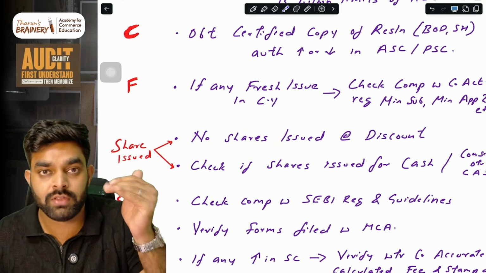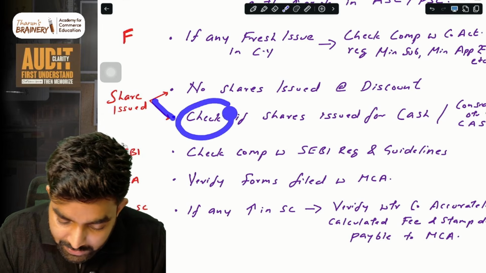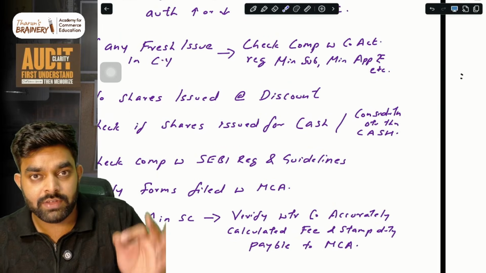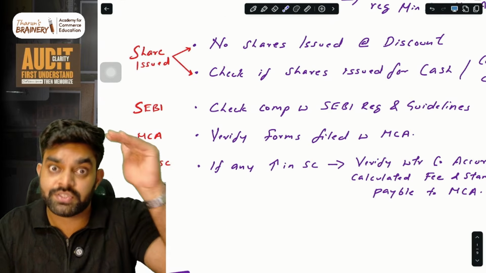What is their nominal value? They are not issued at a discount, any amount below that. Make sure. Check if shares were issued for cash or consideration other than cash. See whether in the current year any shares have been issued for cash or consideration other than cash. These are the audit procedures you have to check.